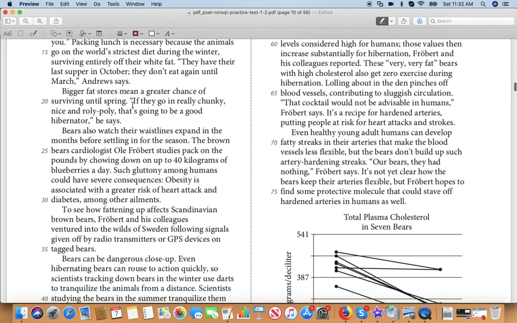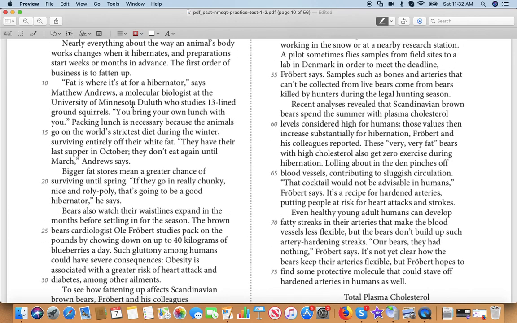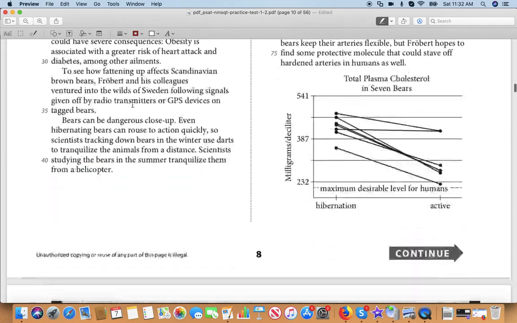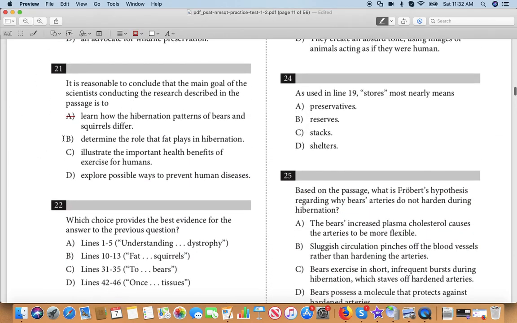Do you want to keep it? I would say no. Get rid of it? Yeah, I would say get rid of it. Okay. Because I believe the conclusion of the passage was talking about arteries for people. All right, read C.